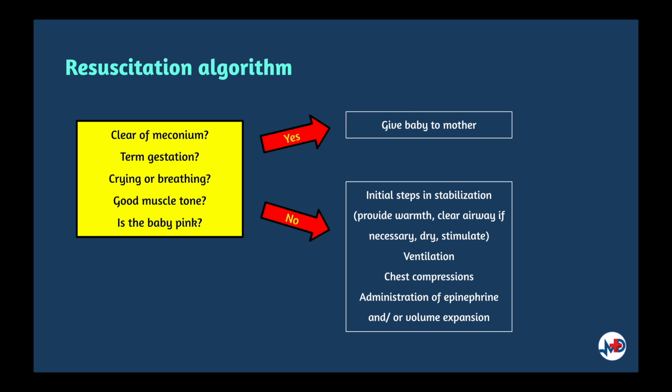Approximately 60 seconds, which is the golden minute, is allotted for completing the initial steps. Re-evaluating and beginning ventilation is required. The decision to progress beyond the initial steps is determined by simultaneous assessment of two vital characteristics, which include the respirations and the heart rate.